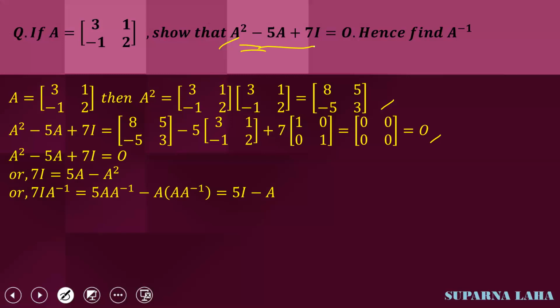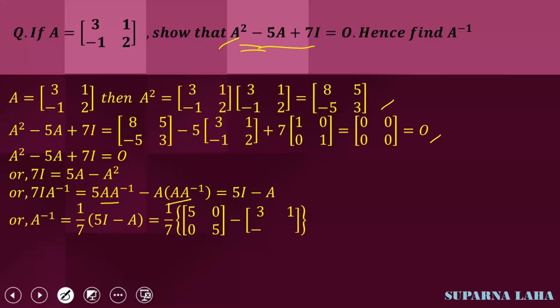Right? Now multiply it by A inverse from the right side. So A into A inverse, and then A square, just break this A square, A into A inverse. So A into A inverse is identity. So just put identity here and here also. So 5I minus A. 7I into A inverse is equal to 5I minus A. So 7 A inverse is 1 upon 7 into 5I minus A.